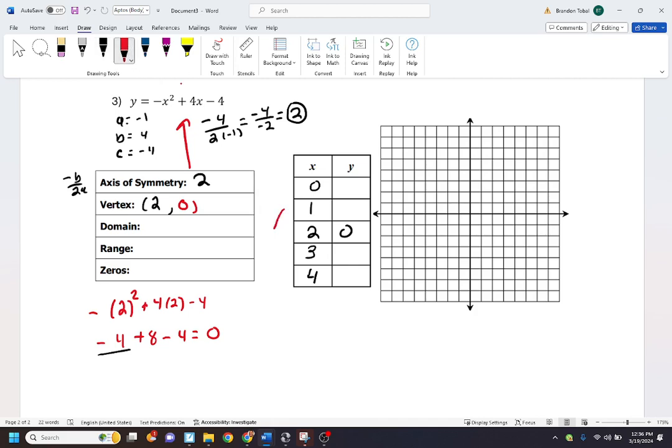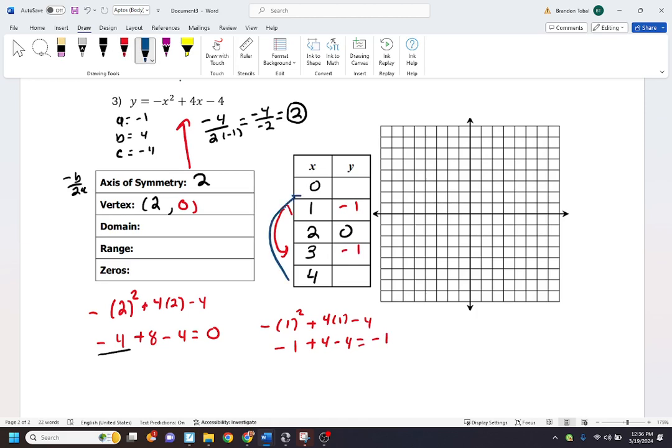Now I'm going to do 1 or 3. Looks like 1 would be easier. So negative 1 squared plus 4 times 1 minus 4. Negative 1 plus 4 minus 4 equals negative 1. So this is negative 1. This is also negative 1.